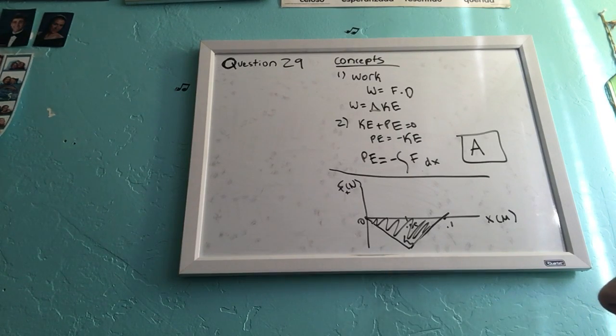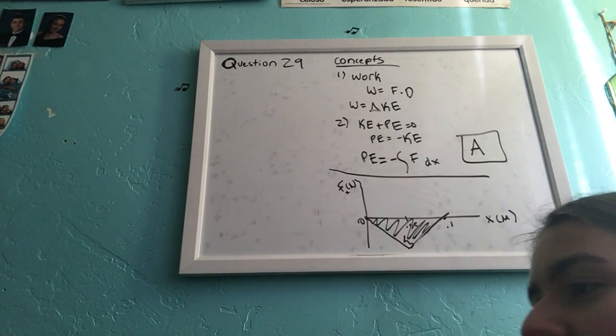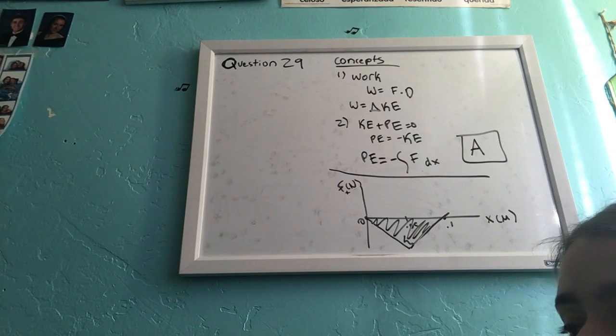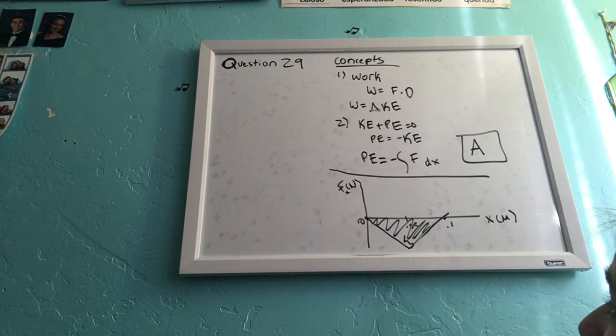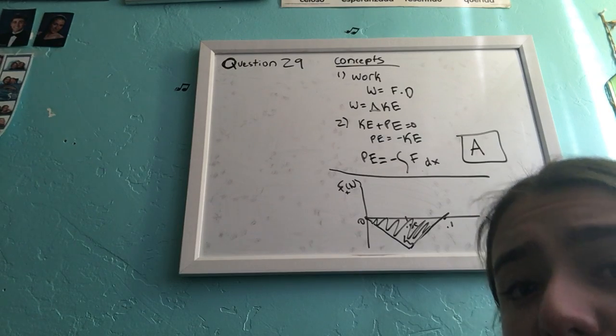Which basically showed that since the force graph has a negative area, that means that the potential energy in this case will be increasing.